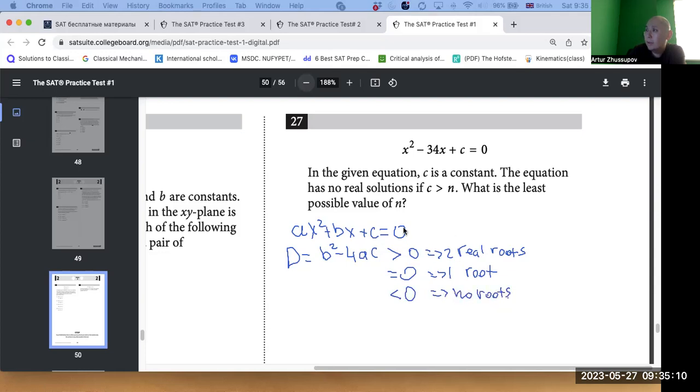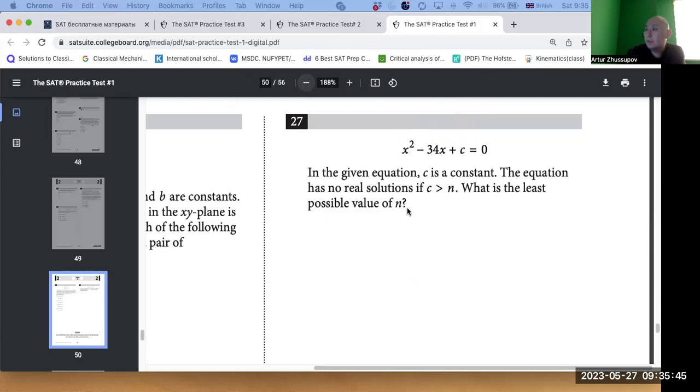Okay, so basically we have a coefficient 1 here, b coefficient negative 34, and c coefficient as the letter c. We have to take these values and plug them into this formula, and so we compose an inequality, as they require that the equation have no real roots. So we need to find the segments where it is negative.